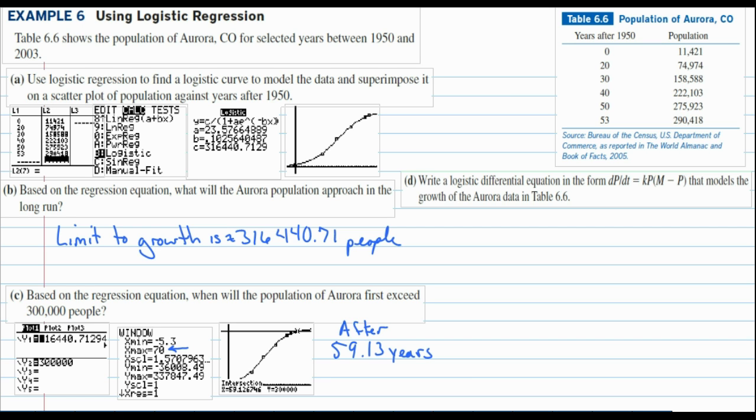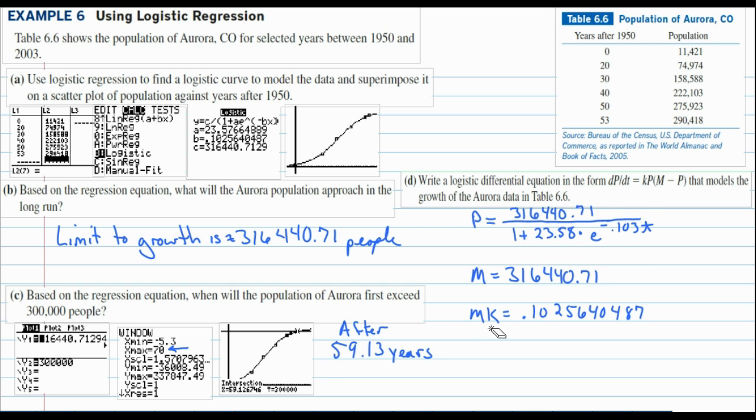Now here's the cool part. Write a logistic differential equation in the form dP/dt equals k times P, whatever you got, that models the growth of the Aurora data in table 6.6. Okay, so I only have the population model. Well, I don't have to take the derivative of that now because I know how this equation relates to this equation in terms of M and k, the two constants I have to solve for. So here's my population model, which means that M is 316,440.71, which also means that M times k is the coefficient of t, negative 1.03, but really this whole big long decimal.